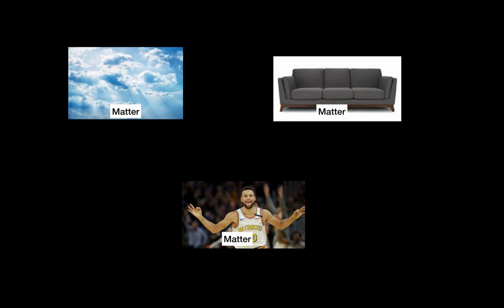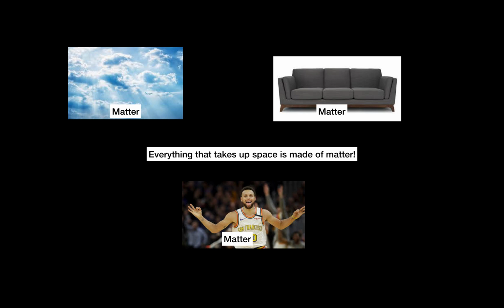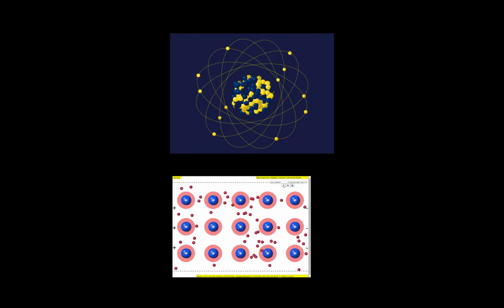call matter. So, for example, the air is made of matter. Furniture is made of matter. People are made of matter. And really, everything that takes up space is made of matter. All right. And matter is made up of tiny little particles that are too small to see, and those are called atoms. So the picture on the top is actually a diagram of what an atom would look like. And these atoms combine to form all the stuff we find around the world.